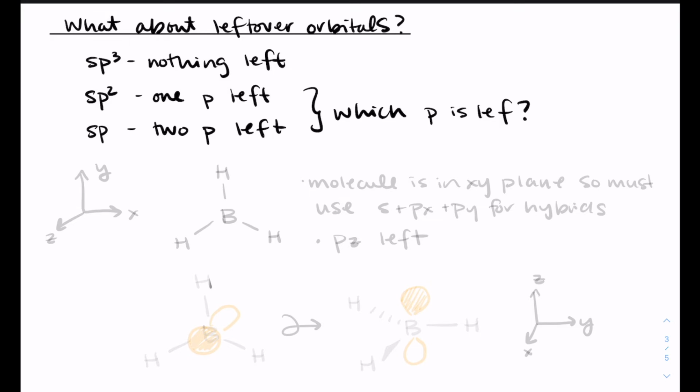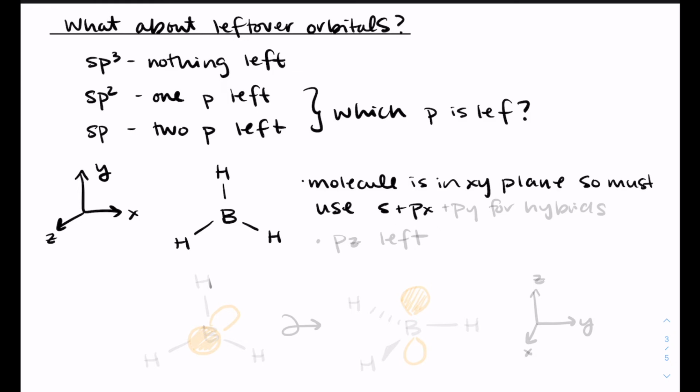I kind of hinted at this with putting together the structure of BH3. So, let's look at it a little more explicitly. So I said I was going to use the px and the py because my molecule was in the xy plane. Now, you can choose how your molecule is drawn. This is probably how most people would choose to draw it. So I have my molecule in the xy plane. So the bonds that I'm making have to be in that plane so they can point in the right direction to make the bonds. It's the pz orbital that's left over.